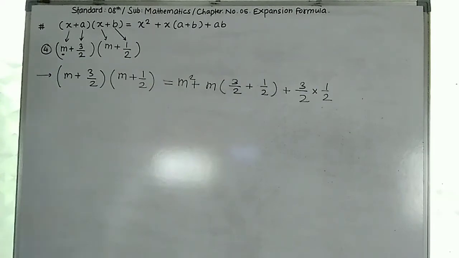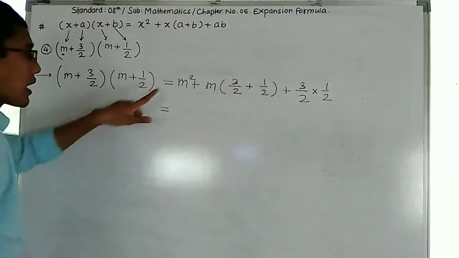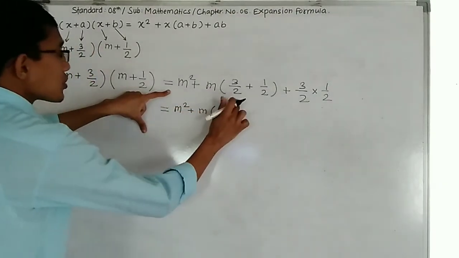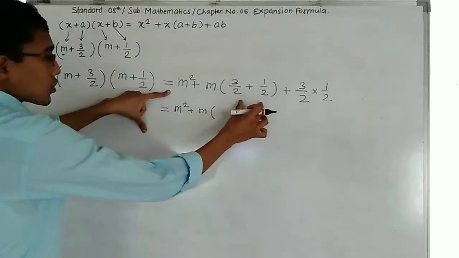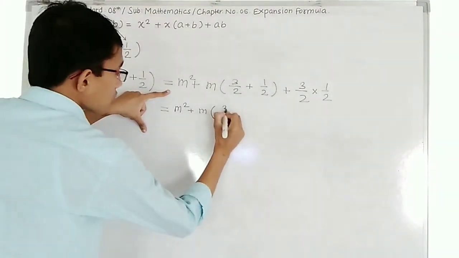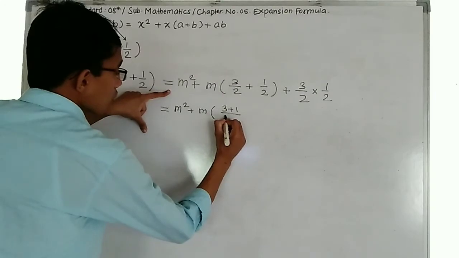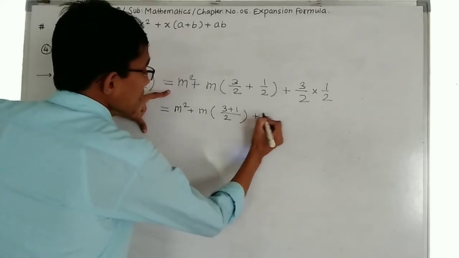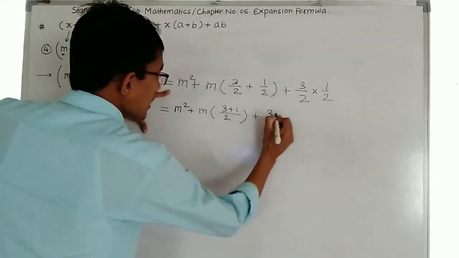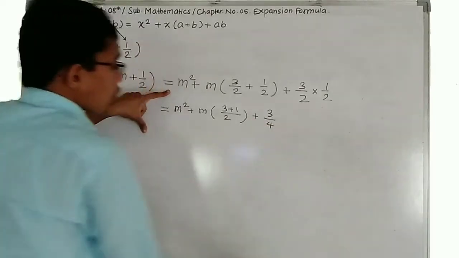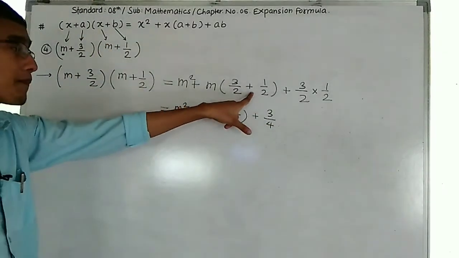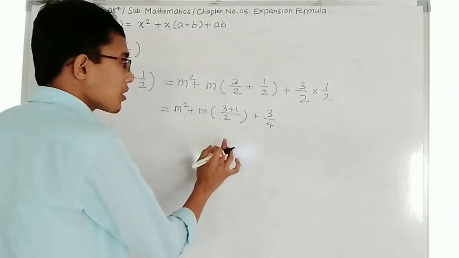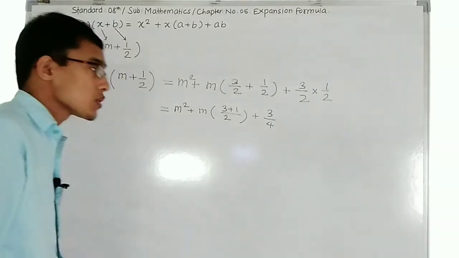Okay, now m square, so m square as it is plus m, 3 upon 2 plus 1 upon 2, so the denominator is same, so I can take 3 plus 1 upon 2. Okay, the denominator is common, then plus 3 into 1 is 3 and 2 into 2 is 4. Okay, see, when there is a plus sign and our denominator is the same, we take it common, write 2 only in the denominator, and add the numerator terms.